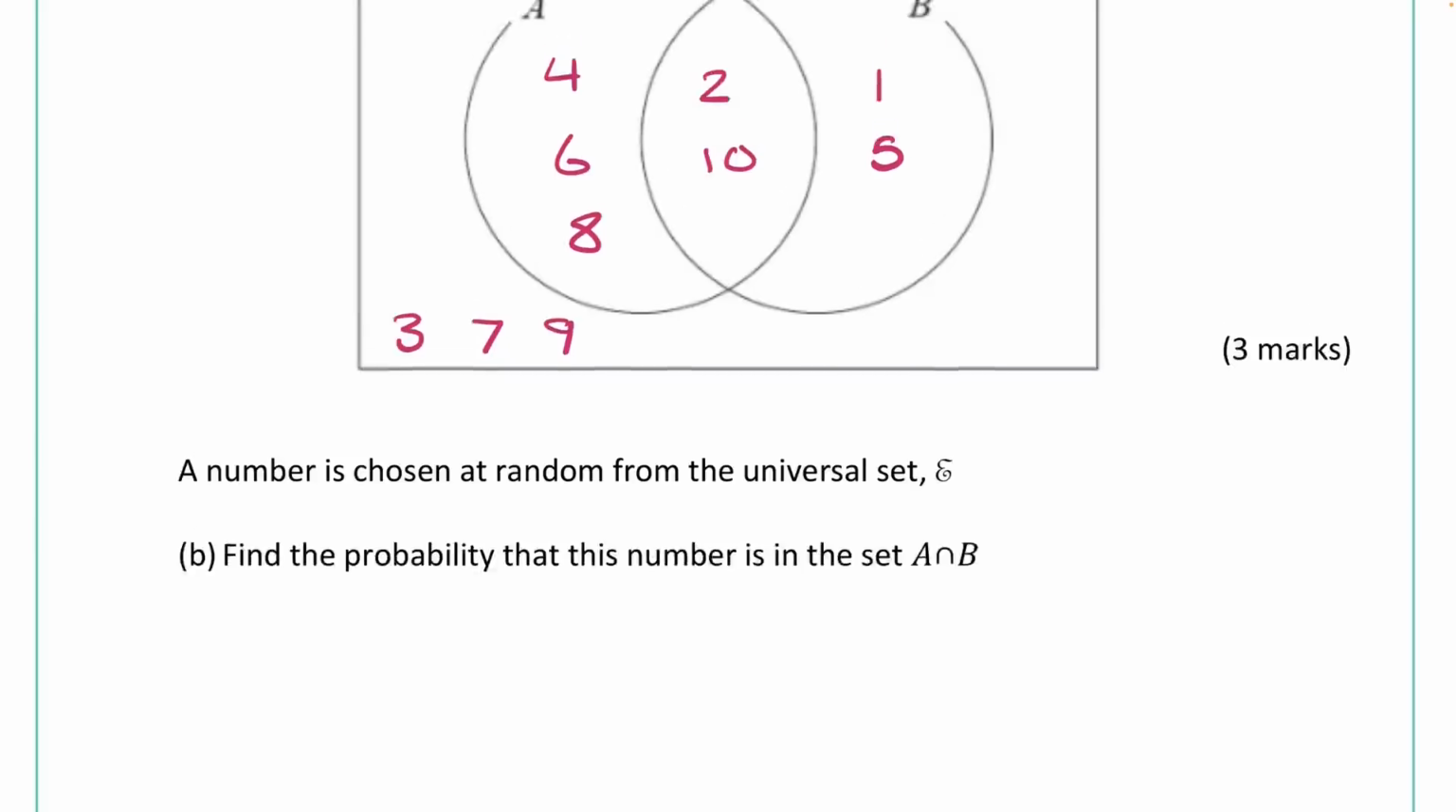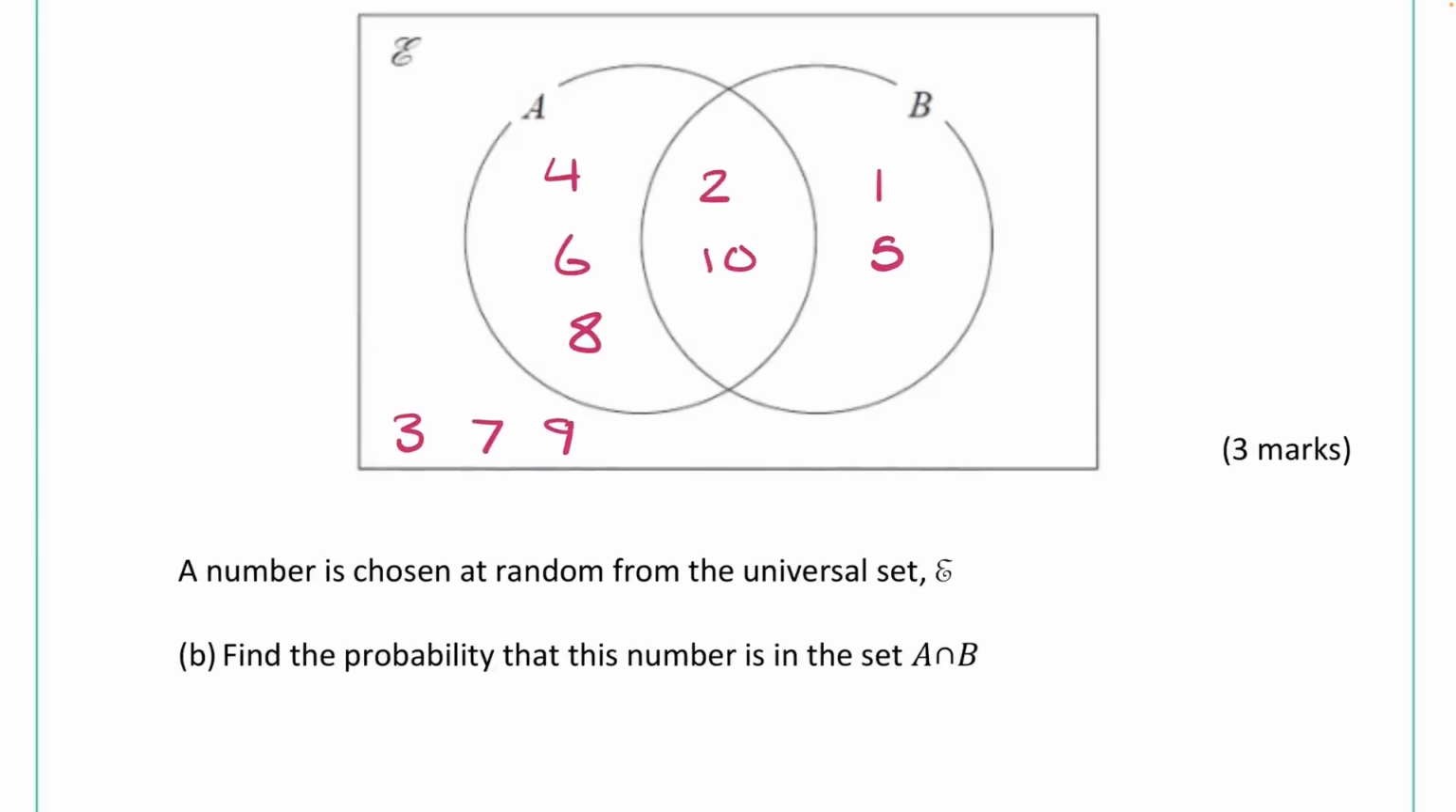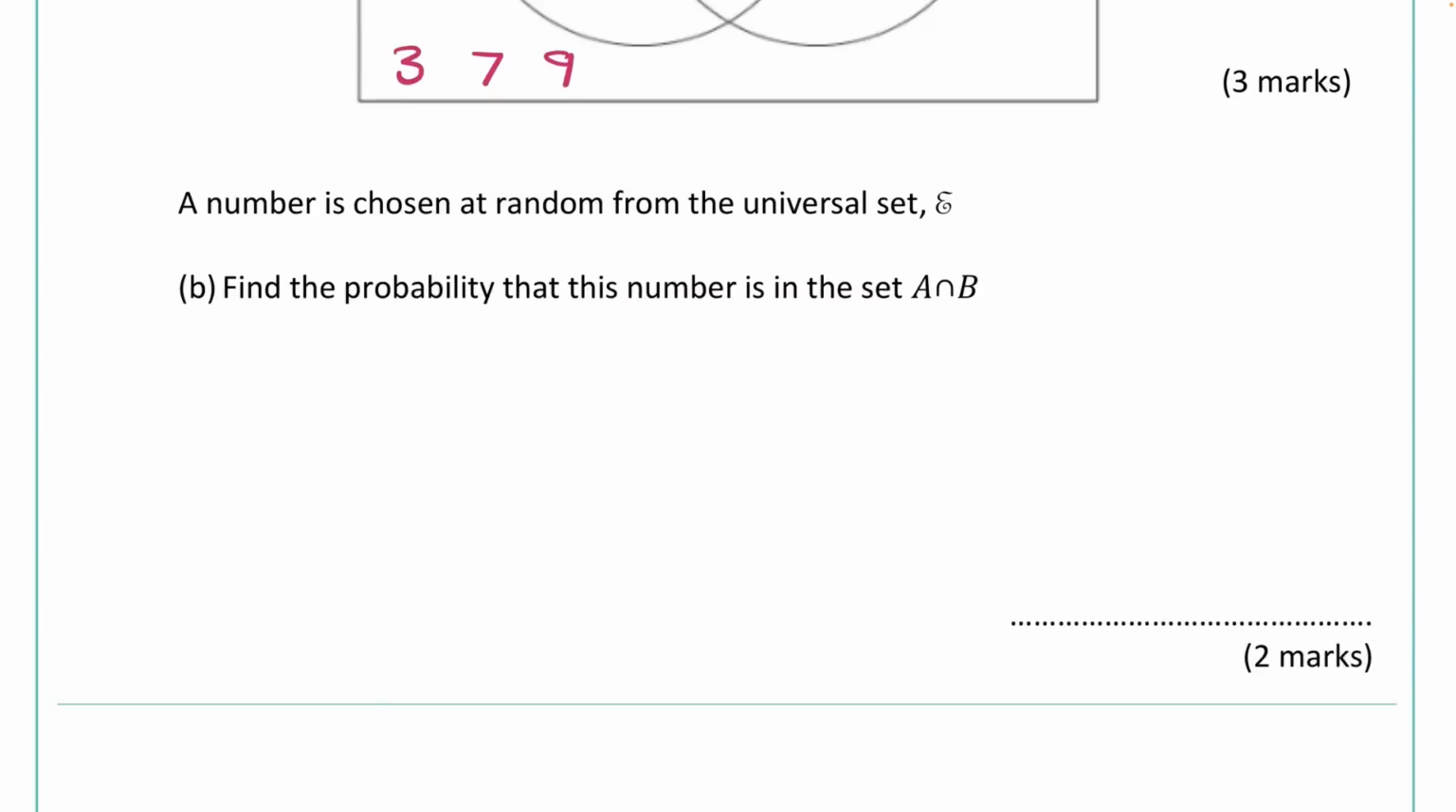Lots of different questions you could be asked in regards to the set theory behind this. This particular one is saying a number is chosen, find the probability the number is in set A, and then we have the intersection with B. So the numbers that are in the intersection, we have 2 and 10. So there are 2 numbers in the intersection and there are 10 numbers in total. So our probability would be 2 out of 10.